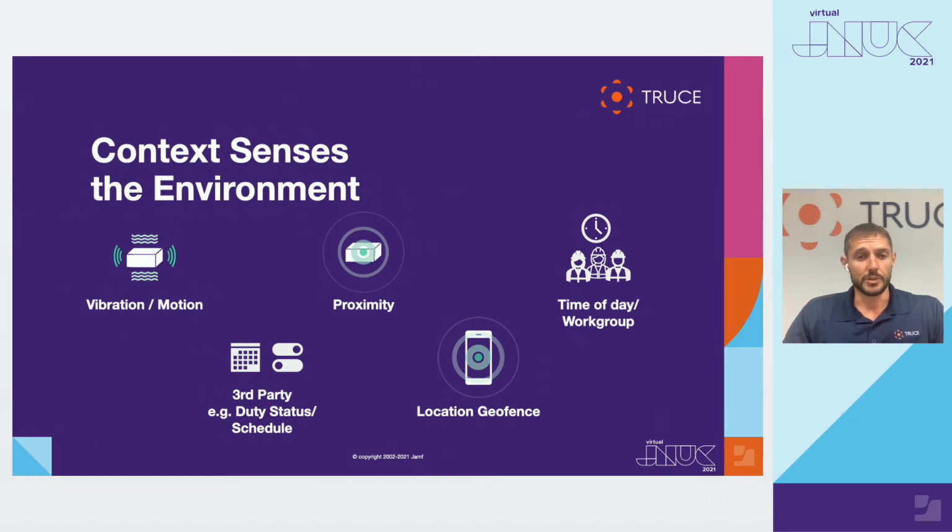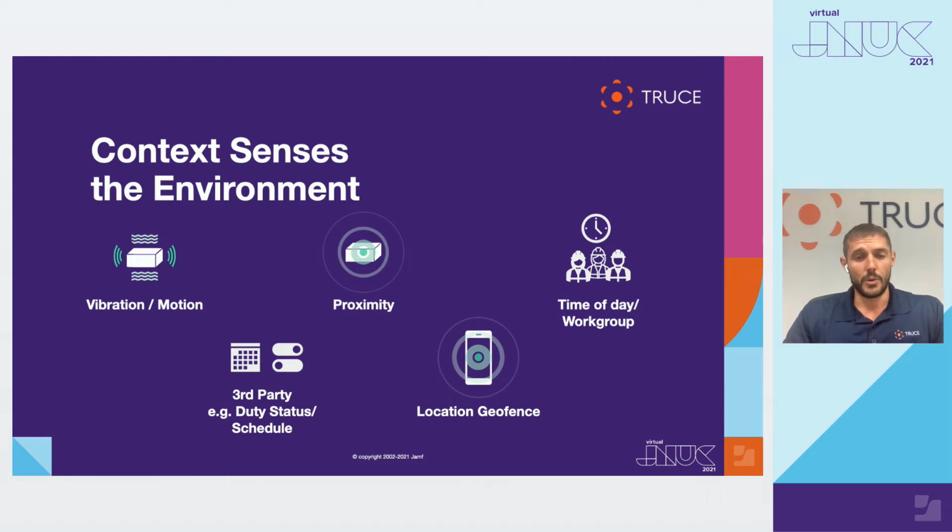We can also look at motion as a context. So think about a vehicle that is stationary versus a vehicle that is actively being driven or in motion. We can apply different policies based off of that state. We can also look at proximity. So this could be proximity to beacons that TRUCE provides to put into the environment, or it can be hardware devices that might already exist in your environment.